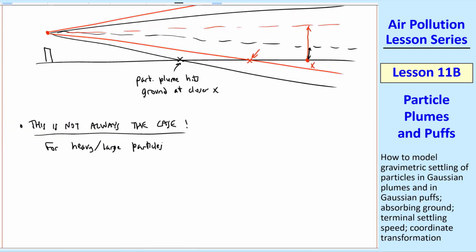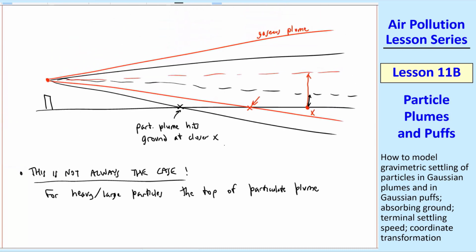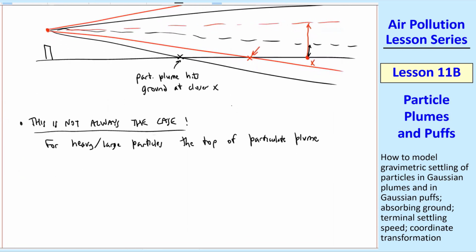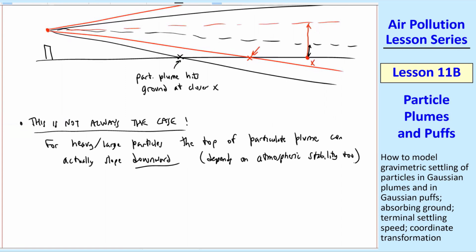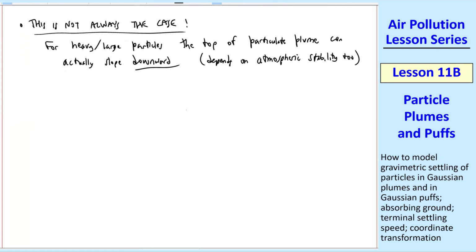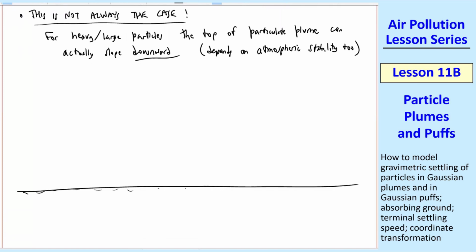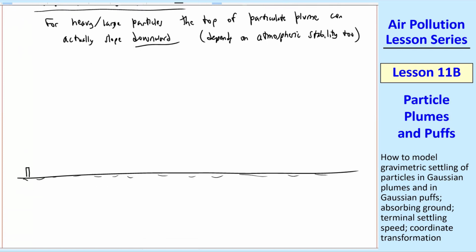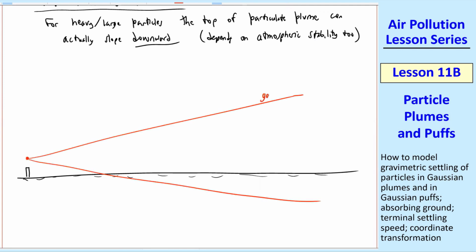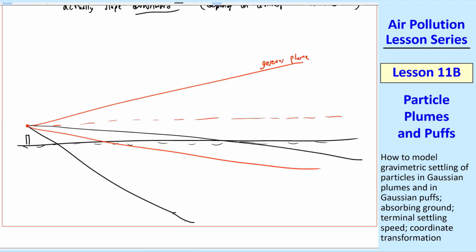But I want to warn you that this is not always the case. It depends on the particle size. For heavy or large particles, the top of this particulate plume, notice I drew that slightly upward here, but if you have really heavy particles that are falling fast, the top of the particulate plume can actually slope downward. This also greatly depends on the atmospheric stability class. But let me try to sketch that case, and I'll look from further away. There's my ground, there's my stack, here's my source, here's the gaseous plume, which always has a horizontal center line. But if these are very heavy particles, I tilt this at a fairly large angle. Just take this red triangle and rotate it.